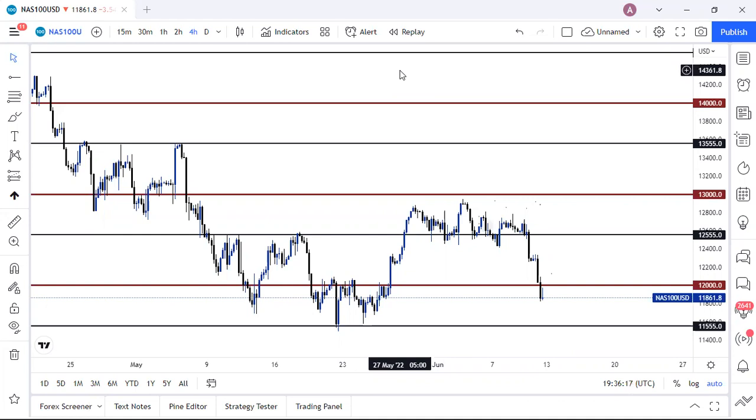As you can see on my screen, I have coordinates. It's called coordinate intervals for Nasdaq. These are my prices that you see here. They are very, very important. Most of the time, the markets respect them.